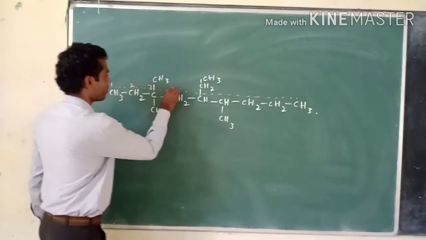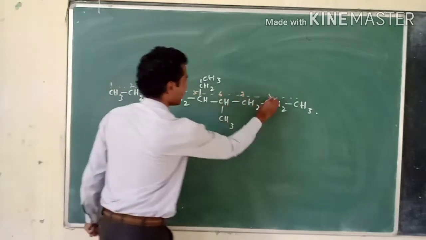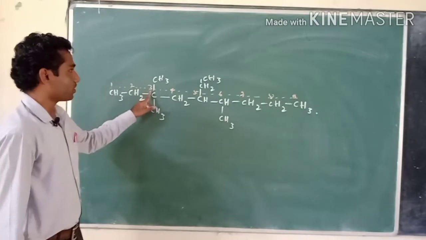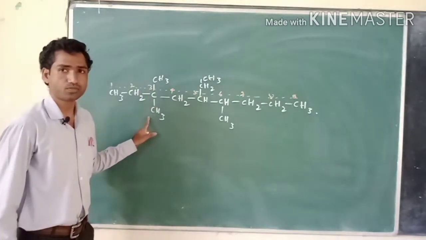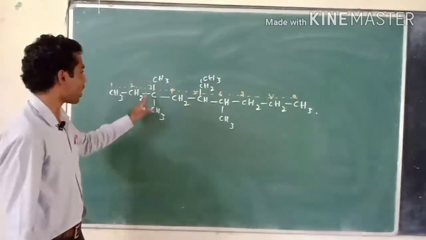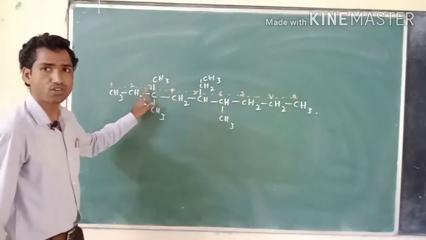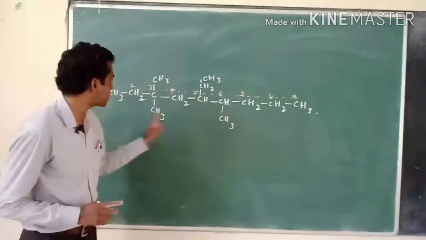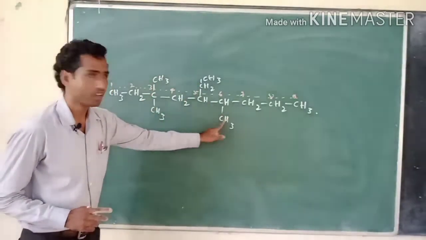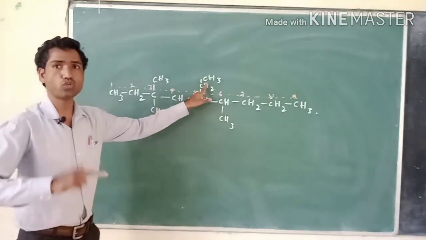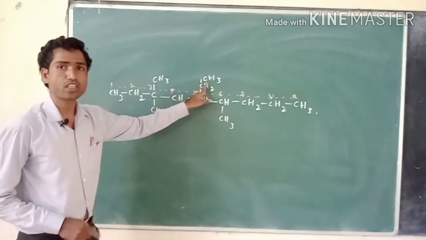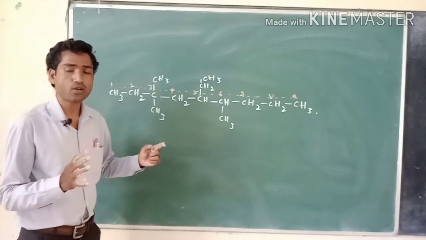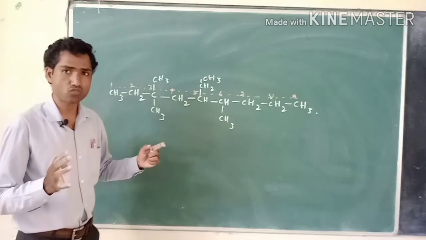1, 2, 3, 4, 5, 6, 7, 8, 9. Now I have to write the prefix. How to write the prefix? While writing the prefix, there are two different substituents. One is methyl, three methyl groups, and one is ethyl. There are two different substituents in this molecule. If you want to write the prefix for that, list the substituents in the alphabetical order. That is what the rule is.